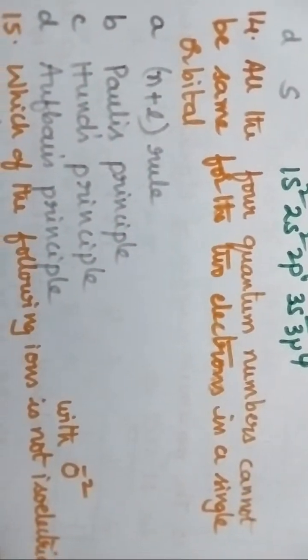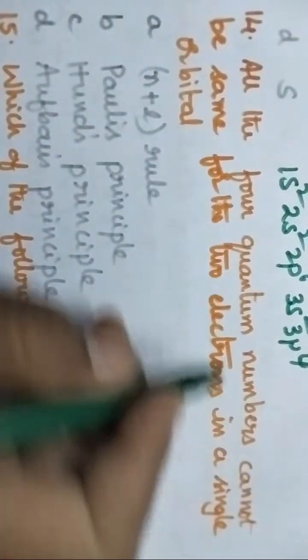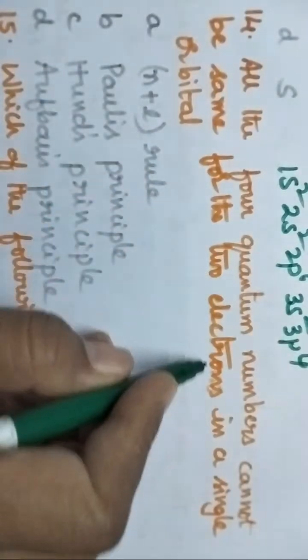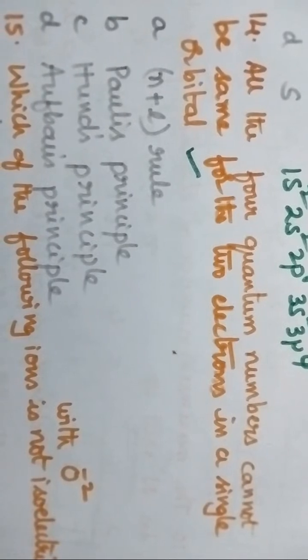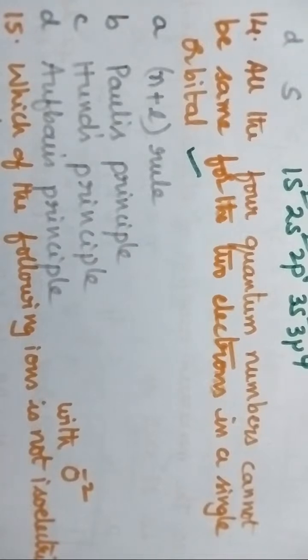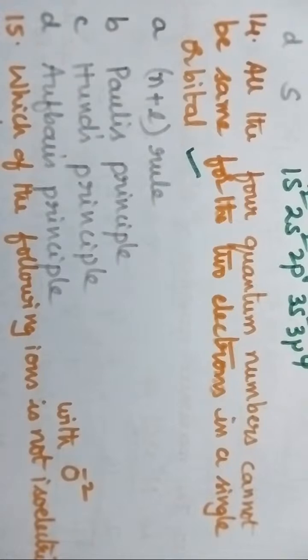Coming to the next question. All the 4 quantum numbers cannot be the same for the 2 electrons in a single orbital. So according to which principle can all the 4 quantum numbers not have the same value for the 2 electrons present in a single orbital? What is your answer?